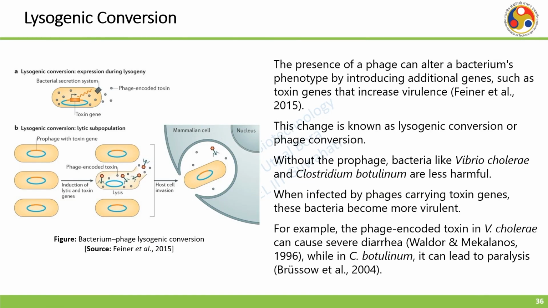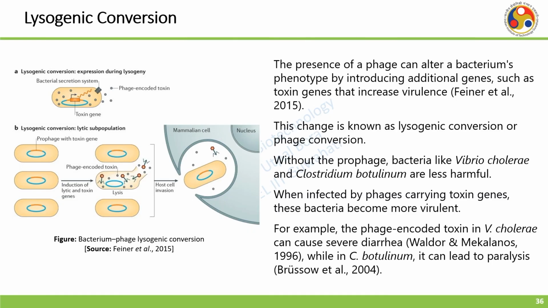An important concept is lysogenic conversion. The presence of a phage can alter a bacterium's phenotype by introducing additional genes such as toxin genes that increase virulence. This change is known as lysogenic conversion or phage conversion. Without the prophage, bacteria like Vibrio cholerae and Clostridium botulinum are less harmful. When infected by phages carrying toxin genes, these bacteria become more virulent.